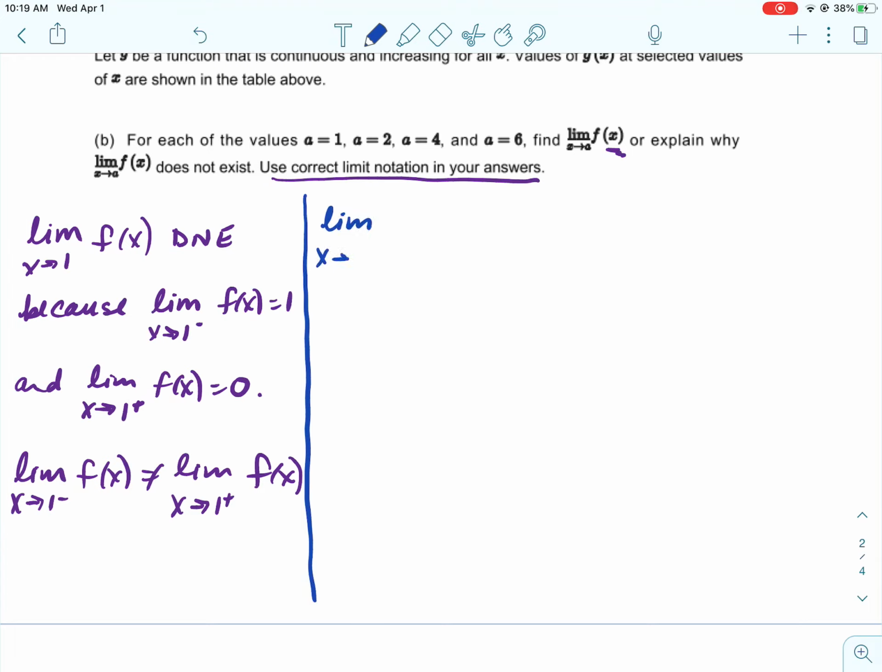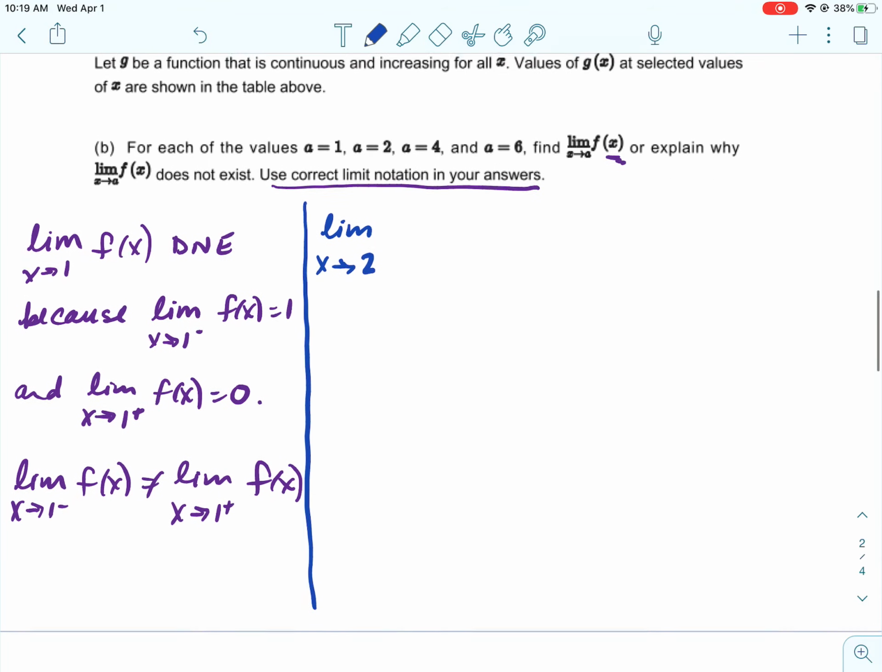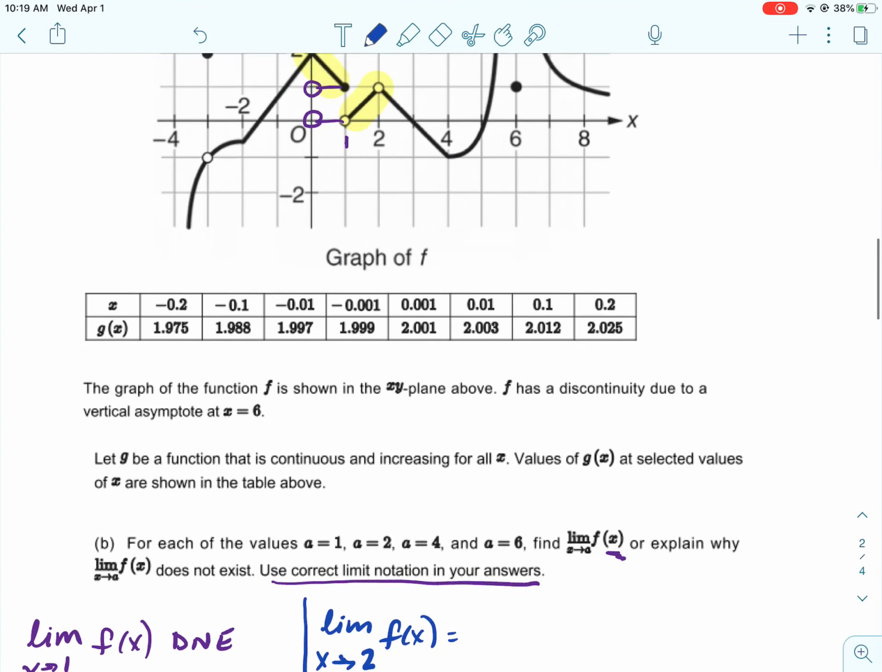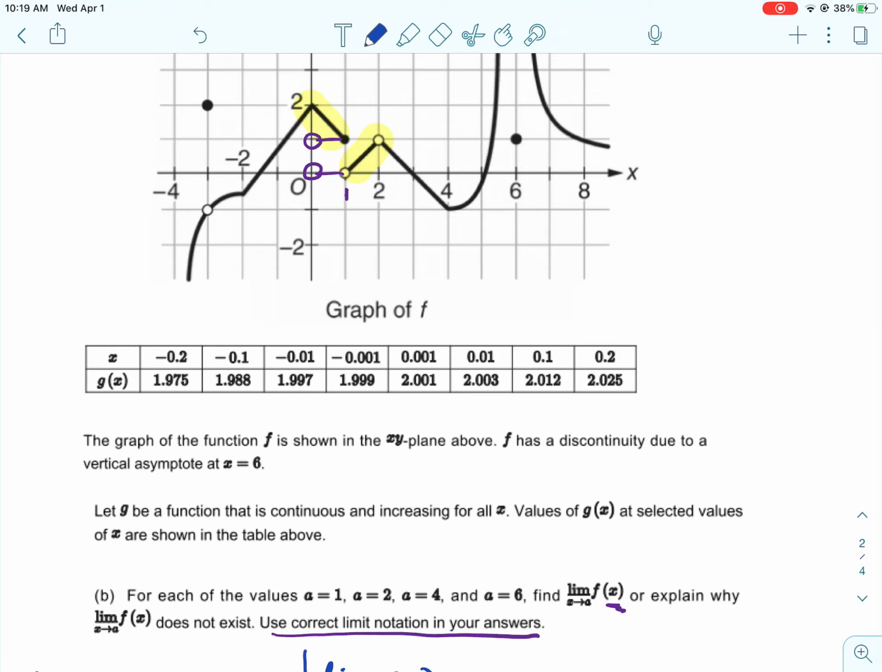Okay, so let's go to another color. All right, let's go to a equals 2. So we want to find the limit as x approaches 2 of f of x.